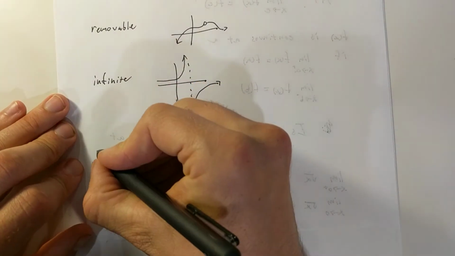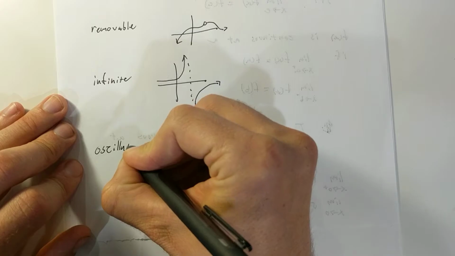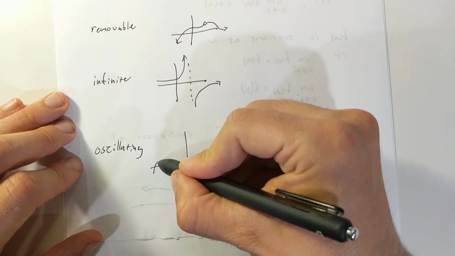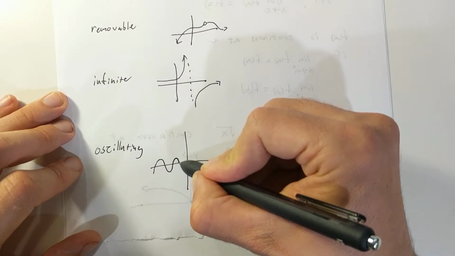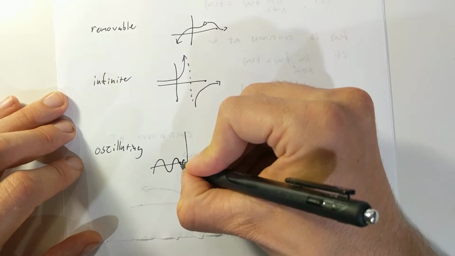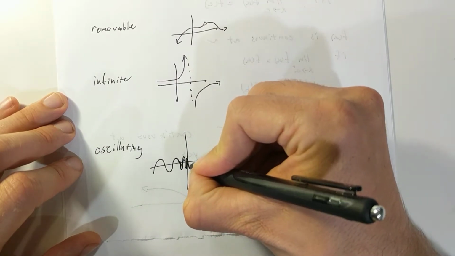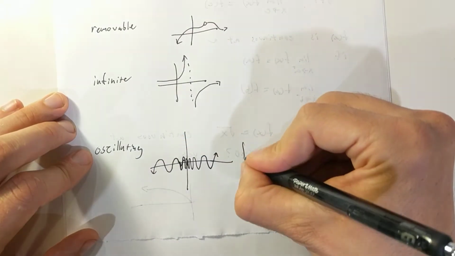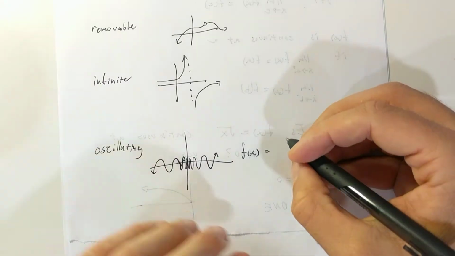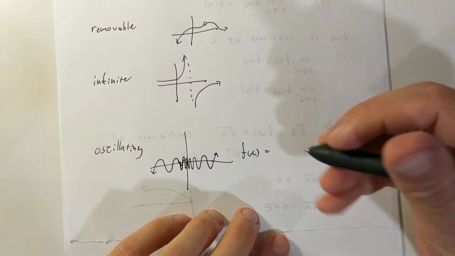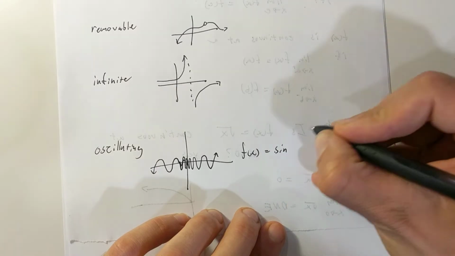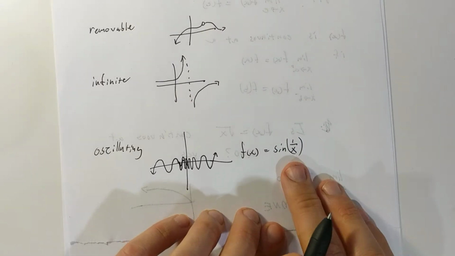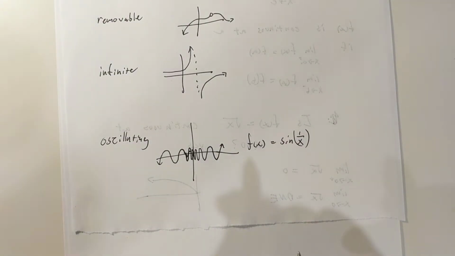There's one more that I'm going to talk about, which is oscillating. Oscillating is one that, as it gets closer to something, it oscillates faster and faster and faster, and then as it goes away. The example here would in fact be sine of 1 over x. That has an oscillating discontinuity at x equals 0.